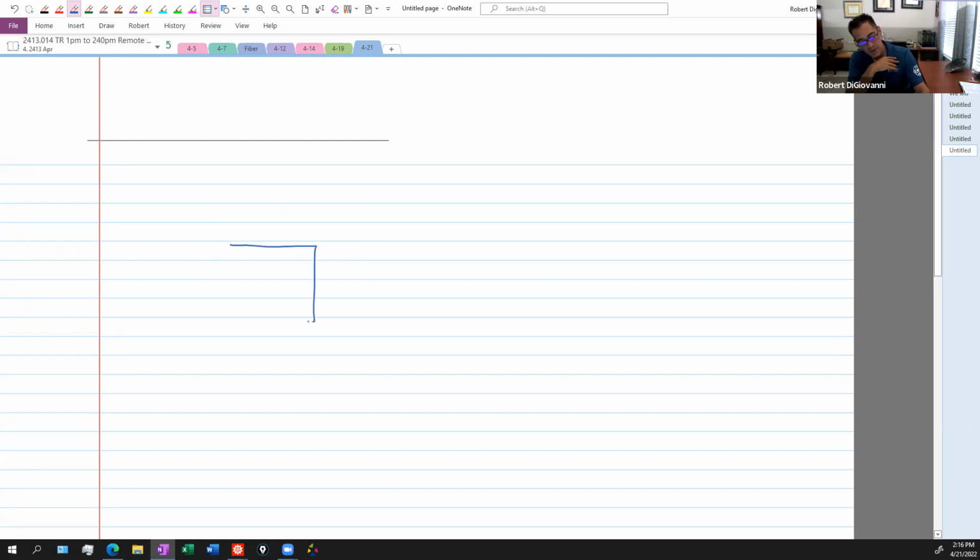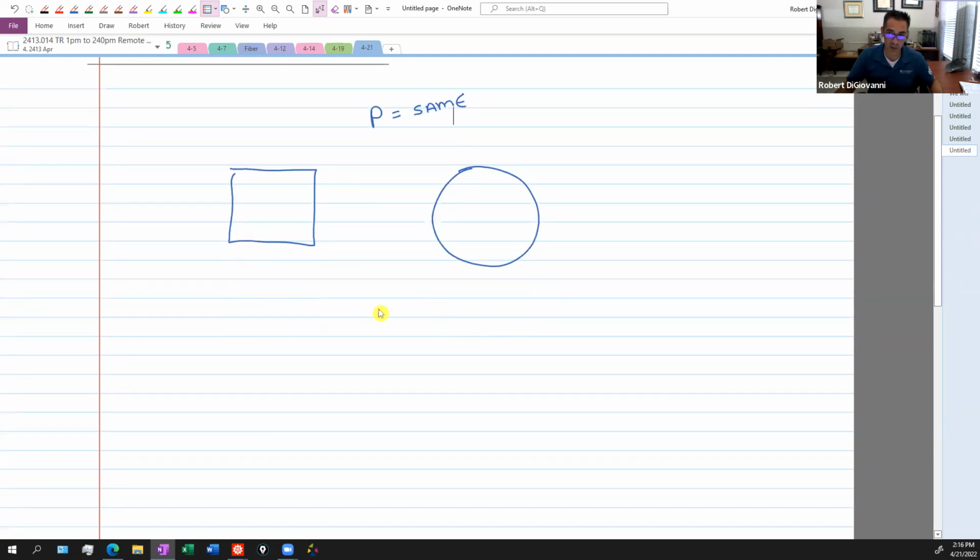So let's say we have a square and let's say we have a circle, and that the perimeters of both of these are the same. So that means the distance around this square is the same as the distance around this circle. Which one of these would have more area? Right, and I told y'all it was a circle. But now I want to prove it to you, all right?